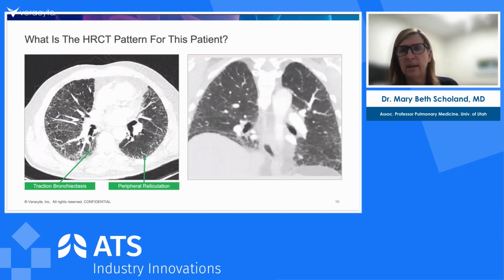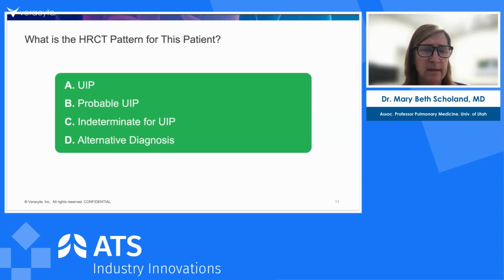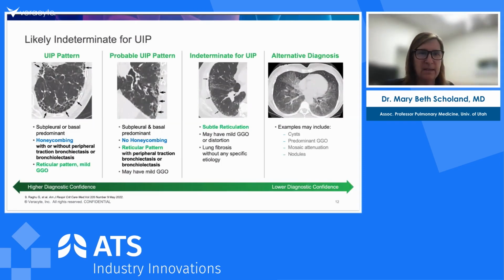So we need to think a little bit about this CT scan and what that pattern might be, as if we were in a multidisciplinary discussion. In this case, you can see that this patient has a peripheral reticulation. You can see that he has traction bronchiectasis, but what is absent is honeycombing. So what is that pattern? You see the right distribution of disease, like a UIP pattern, but not honeycombing.